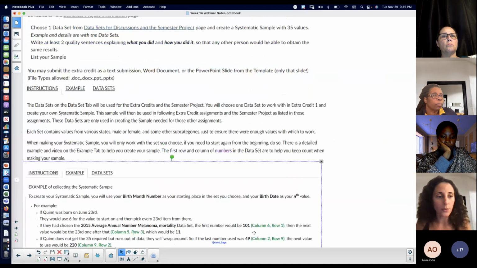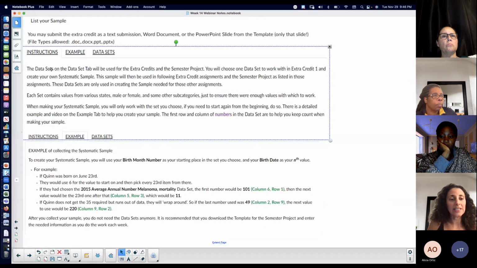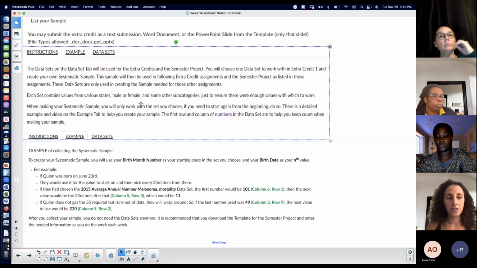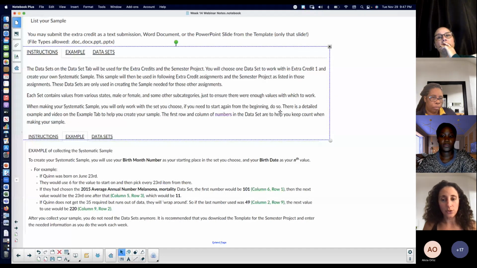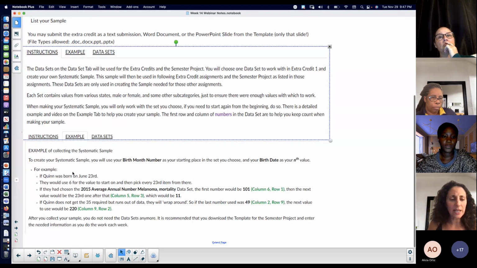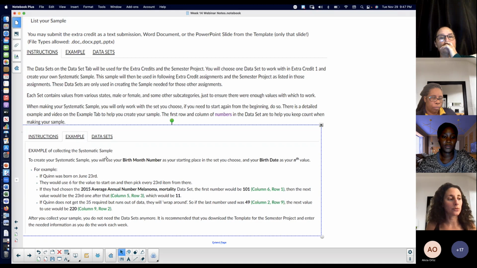Okay, so the data sets on the data set tab will be used for the extra credits in the semester project. Once you choose one of these, this is the data that you're using for the whole project. It's what you use for all your extra credit assignments if you did them. Okay, you're not changing it. When making your systematic sample, you will only work with the set you choose. If you need to start again from the beginning, do so. There's a detailed example and video in the example tab to help you create your sample. Okay, here's the example of how you're collecting your systematic sample.